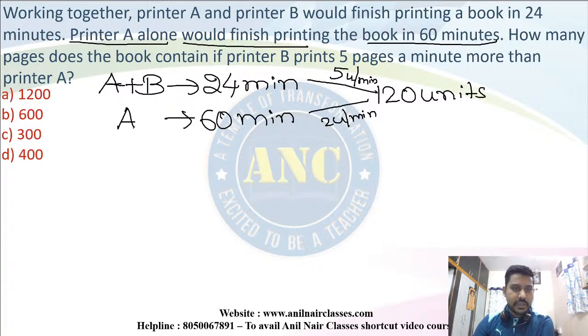Now, A alone is 2 units. A plus B together is 5. So B alone will be 5 minus 2. It is 3 units per minute. Till here, I don't think that anybody is having any doubt. Now, read the next part of the question.